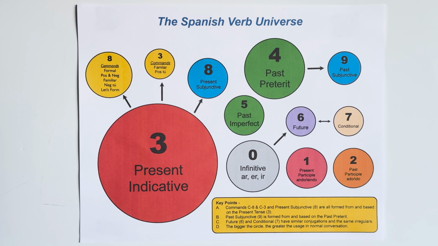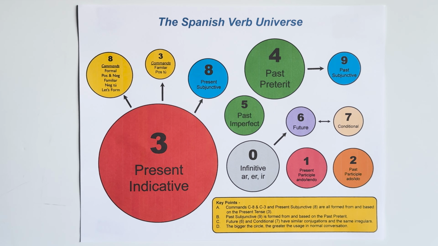You learn them basically at the same time. Let's go to number 8. Okay, now we're going back to home sweet home. We're going back to the present indicative, our big boy right there. Look at 8 in blue. It says the present subjunctive.